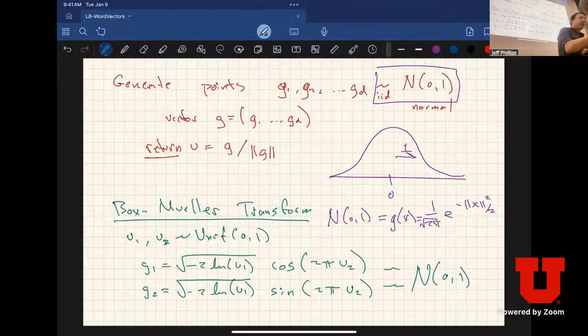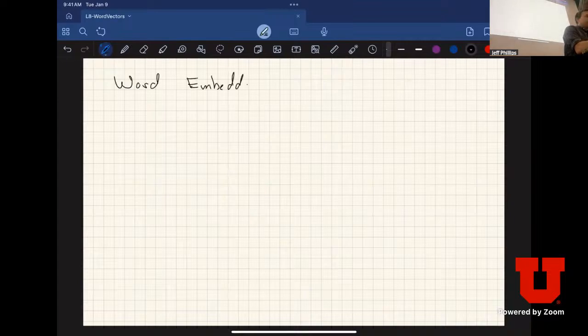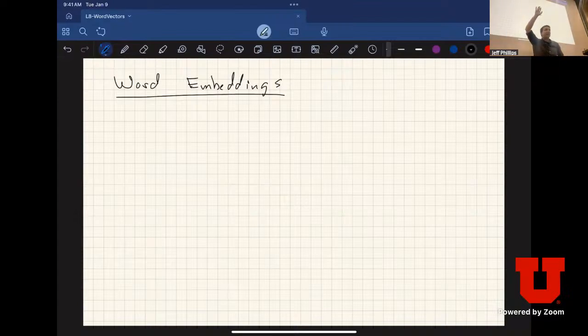So cool. Okay, great. This will be a trick that we will use later on in the semester. Okay, so I want to talk about word embeddings. How many people have worked with word embeddings before? A few of you. And how many people have played with them, or have heard of them, at least in some context? About the same number of people. So a handful of you have done them.